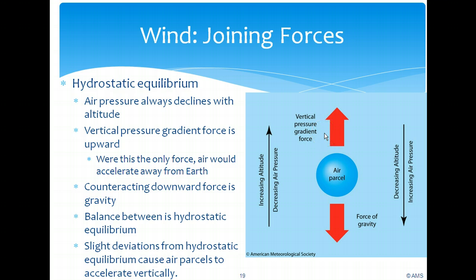If this force acted alone, the vertical pressure gradient force would accelerate air away from the Earth, and we would be left without an atmosphere. So the vertical pressure gradient force is almost balanced by the equal but oppositely directed force of gravity. The actual balance of these two forces is called the hydrostatic equilibrium.